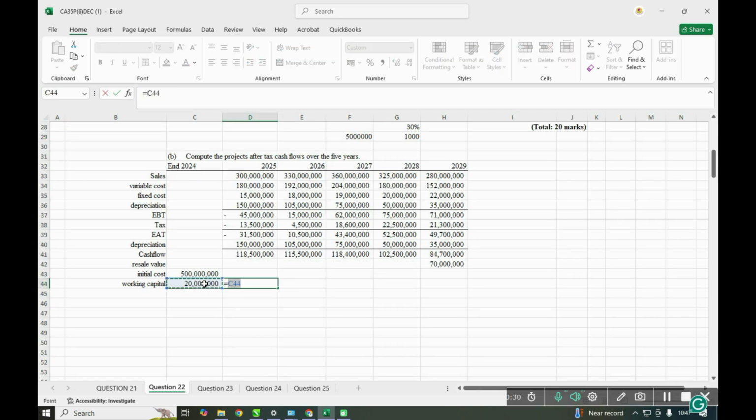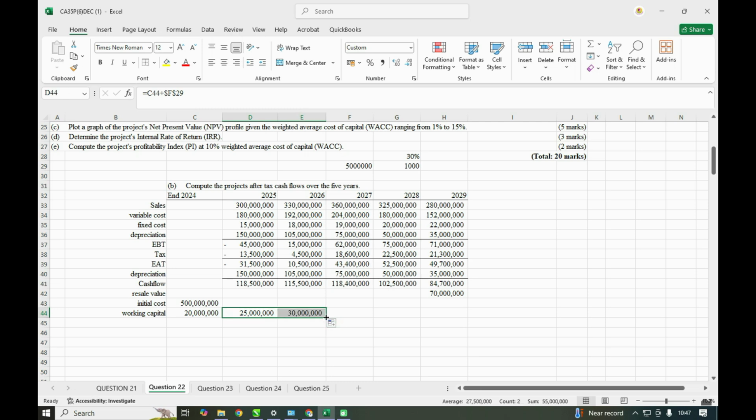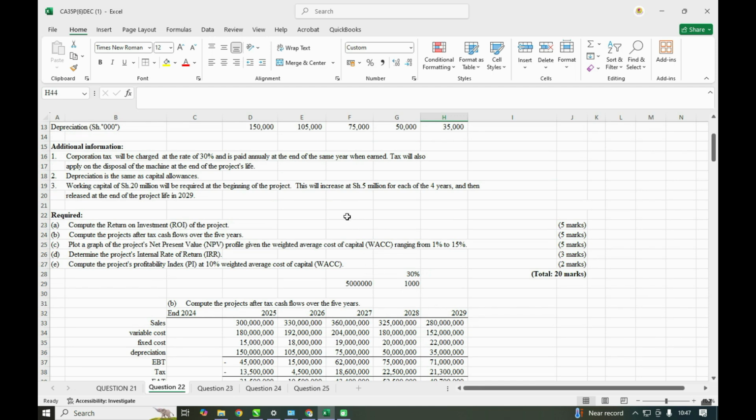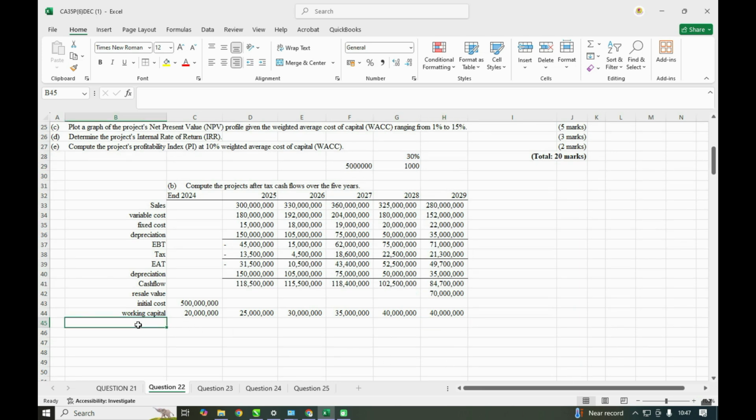We shall take this and add 5 million, which I will lock, so it's a constant that it will be increasing. Cumulatively it will be 40, so it will increase by 5 for the first 4 years, 2025 to 2028. Then in 2029 we shall recover it at the end of the project life. Each and every year we have been increasing, the cumulative will be 40, and the 40 we shall recover in 2029.